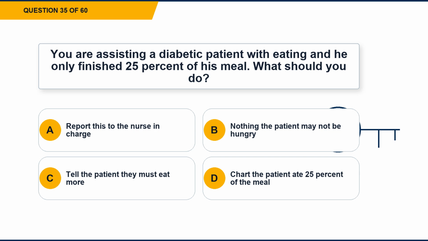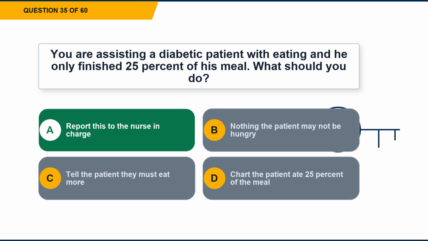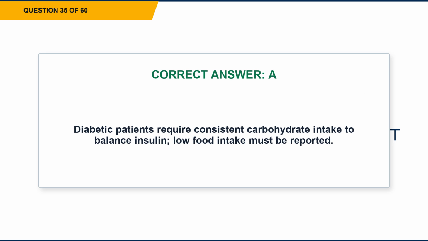Question 35. You are assisting a diabetic patient with eating and he only finished 25% of his meal. What should you do? Option A, report this to the nurse in charge. Option B, nothing, the patient may not be hungry. Option C, tell the patient they must eat more. Option D, chart the patient ate 25% of the meal. The correct answer is option A, report this to the nurse in charge. Explanation: diabetic patients require consistent carbohydrate intake to balance insulin. Low food intake must be reported.